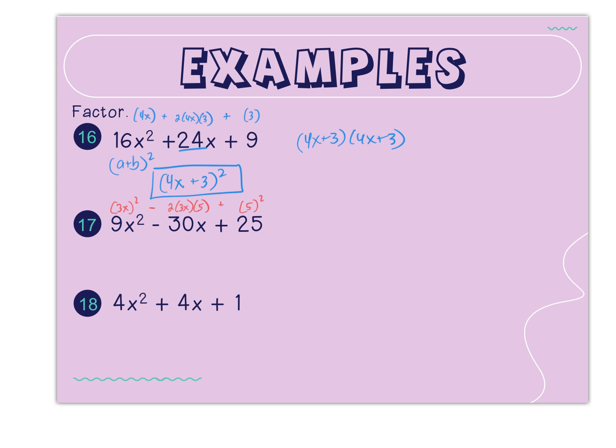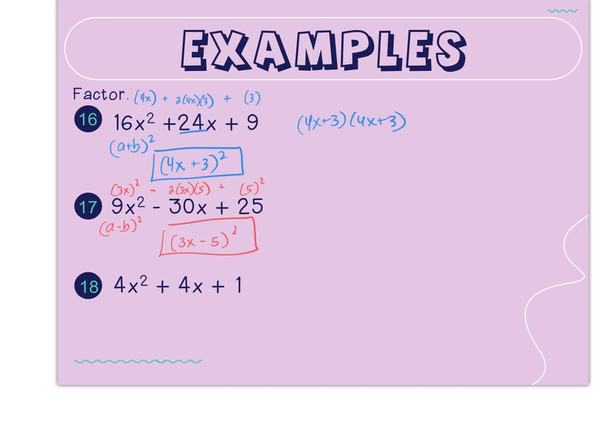It's a minus and a plus. So this is an a minus b squared scenario, which means a is 3x, b is 5, so 3x minus 5, squared, are the factors. And again, you can FOIL this out and prove that it works, okay?